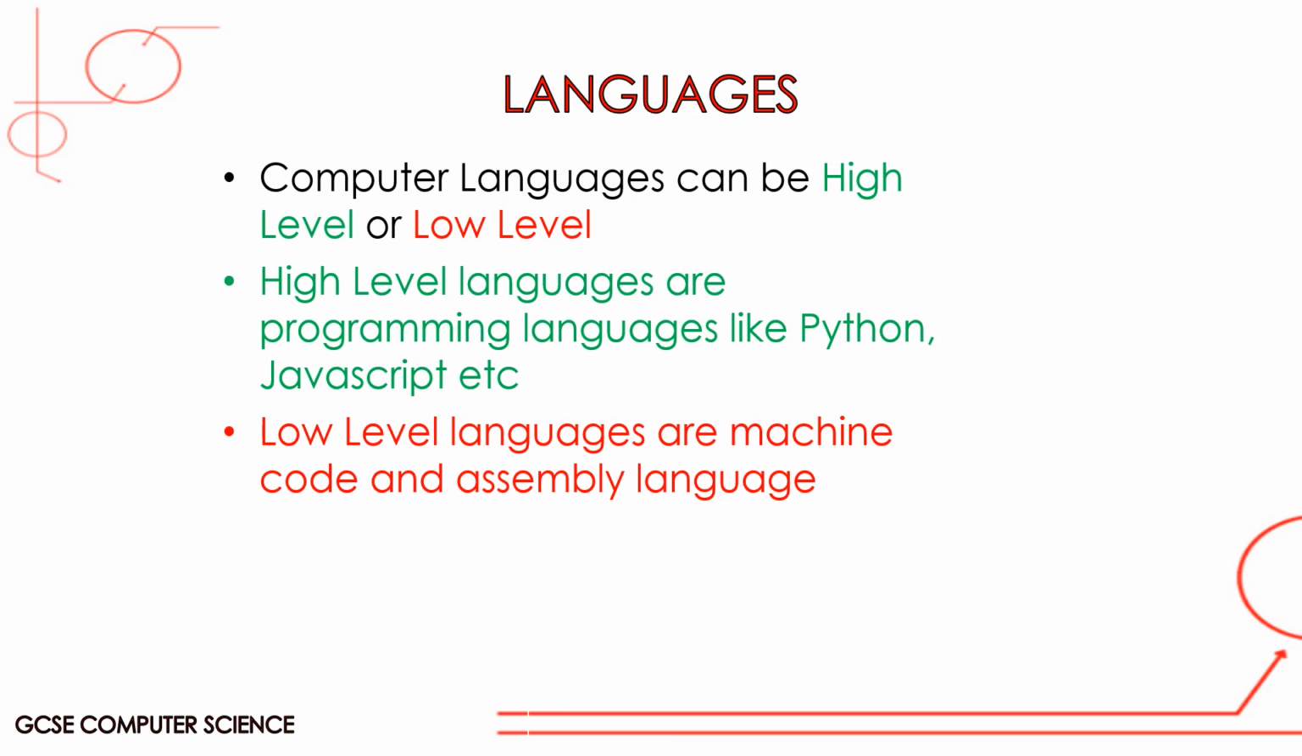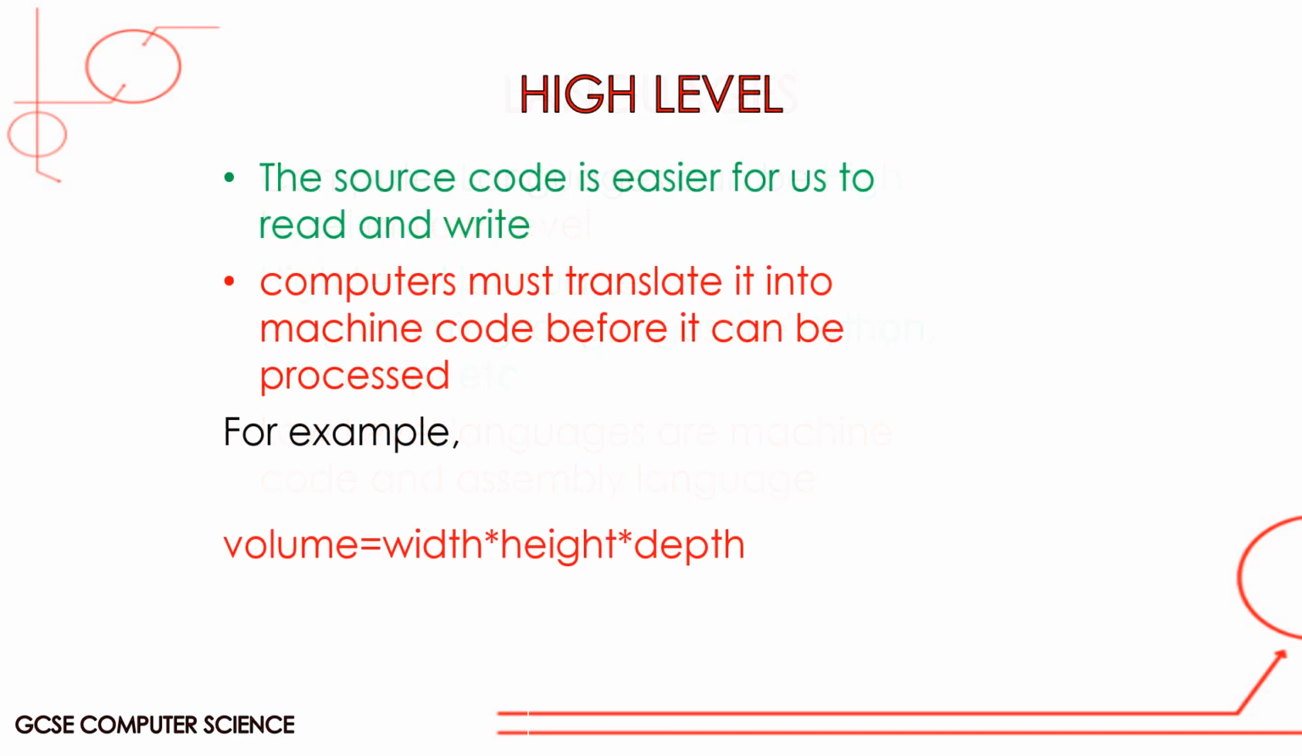You need to be aware that computers have high and low level languages. High level languages are programming languages like Python and JavaScript. Low level languages are machine code and assembly language. High level languages are used because the source code is easier for us to read and write. Computers must translate it into machine code before it can be processed. For example, a high level source code is volume equals width times height times depth. The computer would need to translate that so that it can understand.